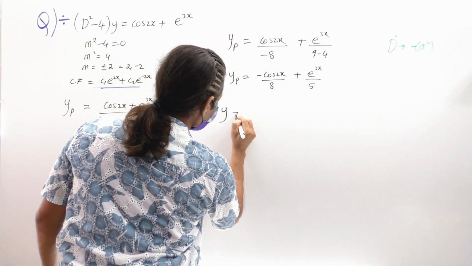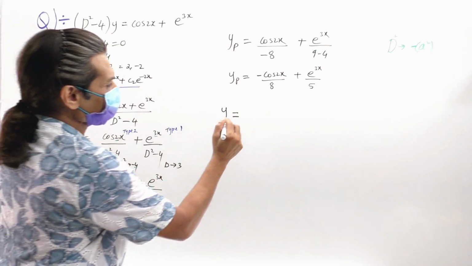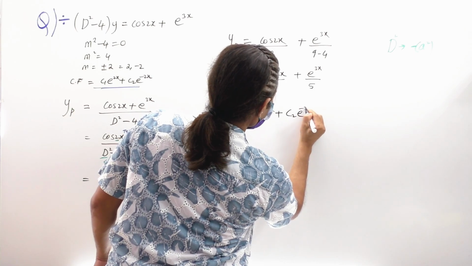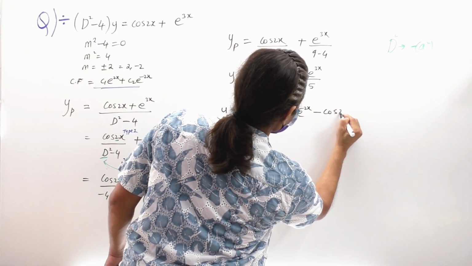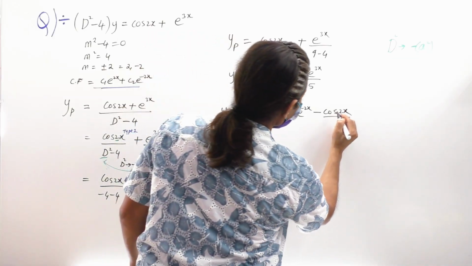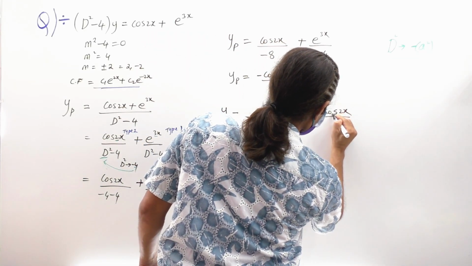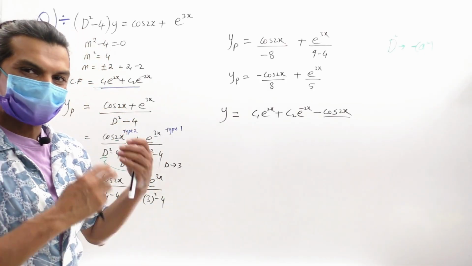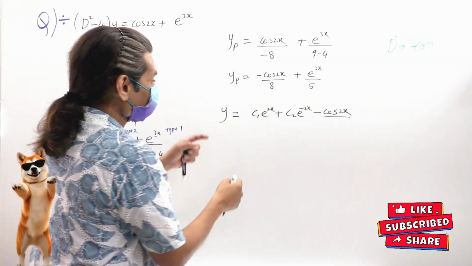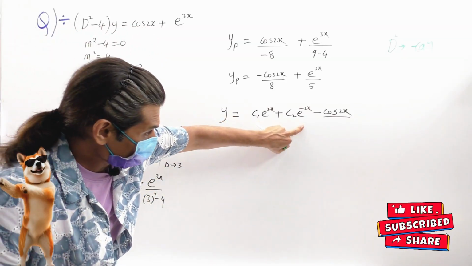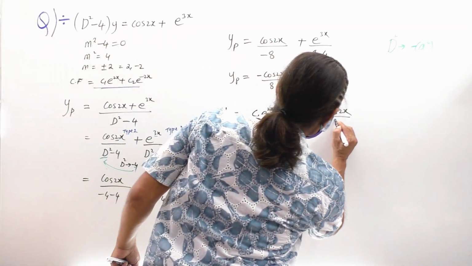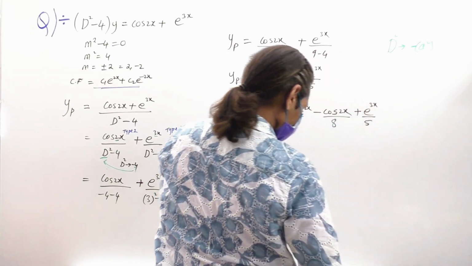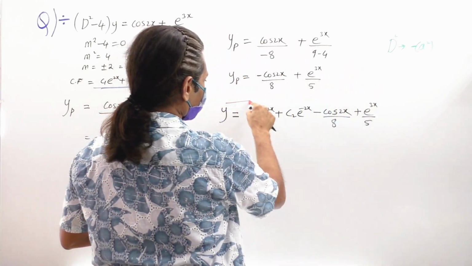Therefore, the solution is the complementary function plus the particular integral: c1 e raised to 2x plus c2 e raised to minus 2x. And as I always repeat, VTU nowadays has made the syllabus very easy, especially for the new schemes. They will ask very easy questions like this. So please practice all the 3 questions. So again, see, we have y is equal to c1 e raised to 2x plus c2 e raised to minus 2x, and what is the yp? Minus cos 2x by 8 plus e raised to 3x by 5. That's it. This is my solution.